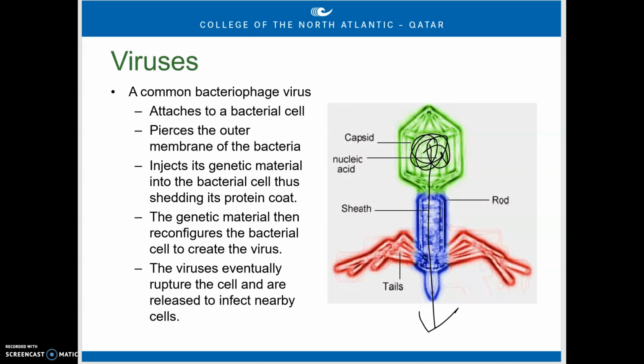Once that genetic material enters the bacterial cell, it will take over the bacteria's metabolism, and it will cause that bacteria to start making particles for the virus. So it'll start making a new sheath, a new rod, a new capsid. It'll start reproducing the nucleic acids, start making new tails. What will happen when all those things are done is that the virus will be assembled, and then it will be released, and then it can go and attack other bacterial cells.